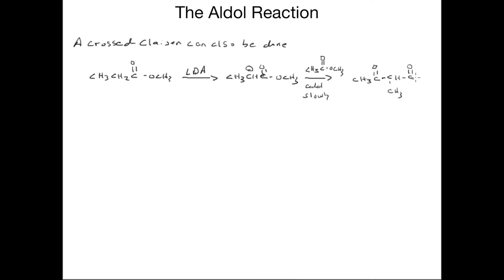So ketones can do this too, and ketones form beta diketones when you do this. So let's just look at an example of that with a ketone. So if I take this guy, we'll go back to cyclopentanone again and treat this with LDA to give us the complete enolization of this.